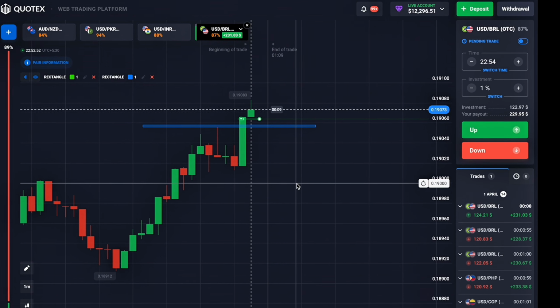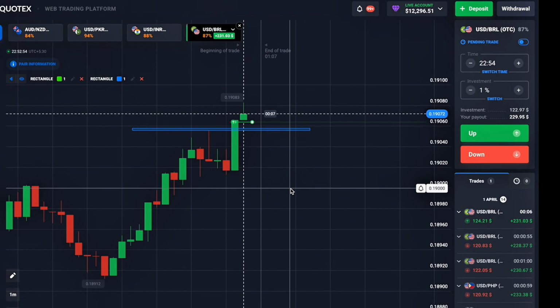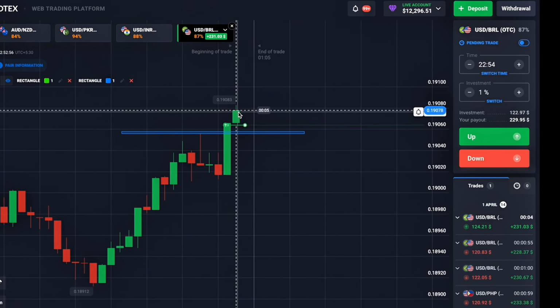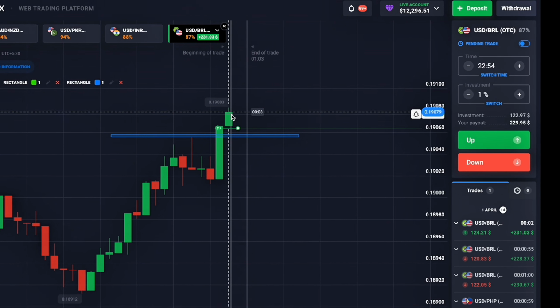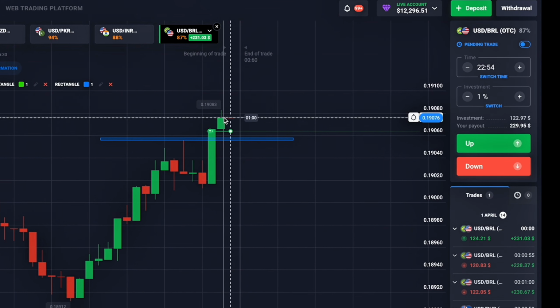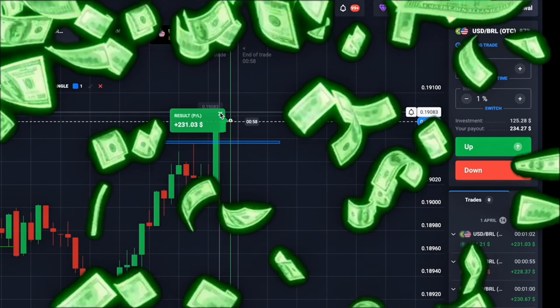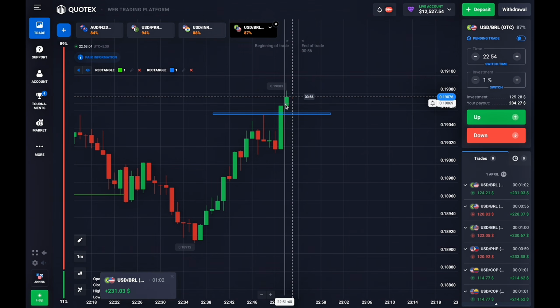which is why I've taken a call entry directly at the opening of the candle. And if the candle comes a little further down, I'll be taking my marginal safety entry as well. But that didn't happen, and just like that, this is another winning trade as well.